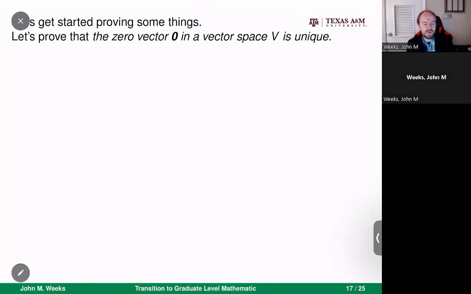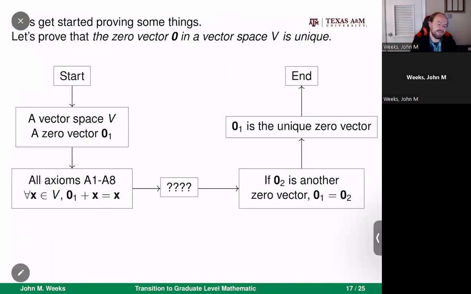So what that means is that we want to start by proving things like the zero vector 0 in a vector space V is unique. Let's get out that chart one more time. Here is that chart for what we mean when we have a statement like this. This is what I think is a good idea to build anytime that you're starting to write a proof in this class. What do we have to start with? What do we have to end on?